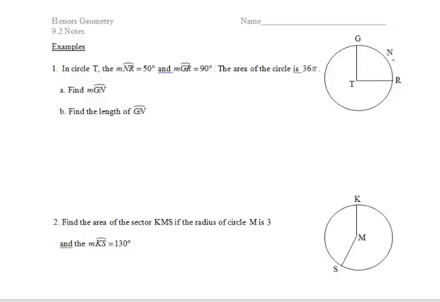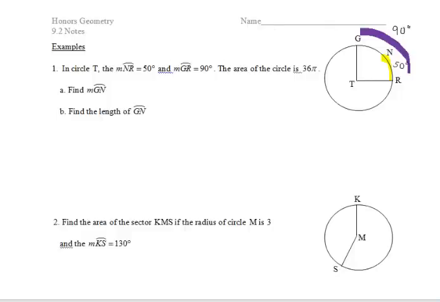In number 1, we're given a circle with center T. We know that the measure of arc NR is 50 degrees, the measure of arc GR is 90 degrees, and the area of the entire circle is 36 pi. I'm marking the measure of arc NR here, and the measure of arc GR right there.